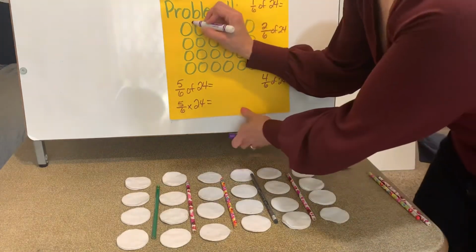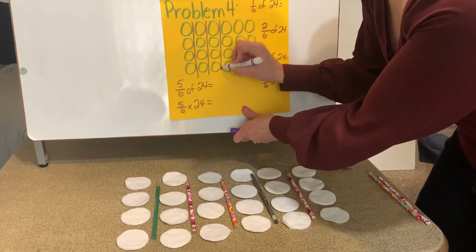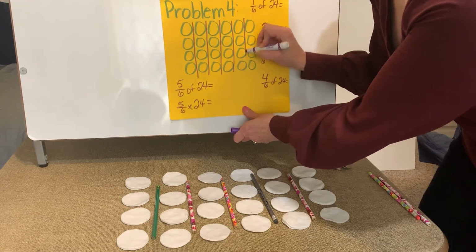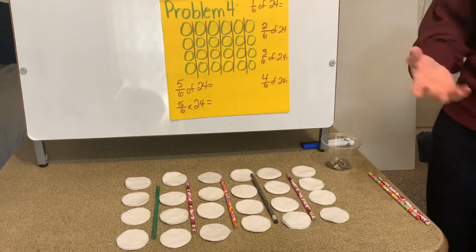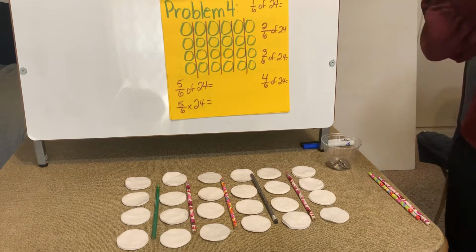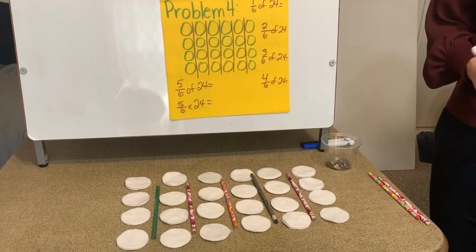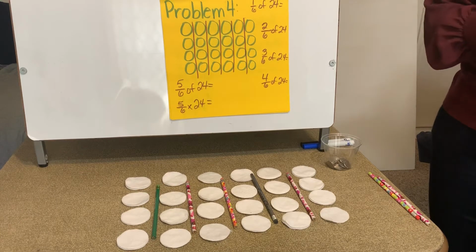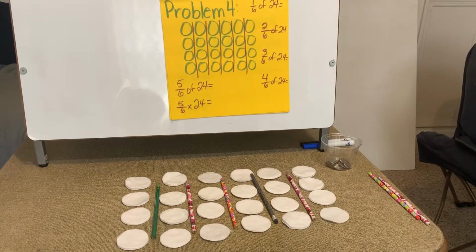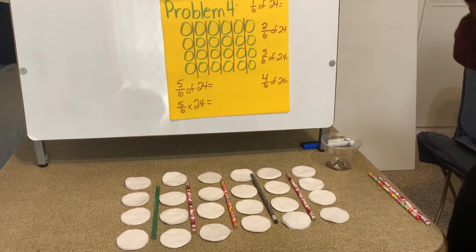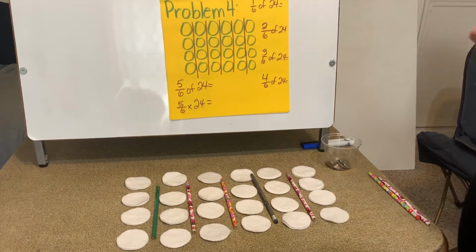All right, so now I'm going to go ahead and draw my lines that represent my pencils. All right, 1/6 of 24. Now, the real world problem that I have to go along with this is in a class of 24 students, 5/6 are boys. Holy cow, that's a lot of boys. How many boys are in the class? So we're going to use this to figure out if there are 5/6 of the class are boys, how many boys are in the class? We'll also be able to answer how many girls from this information.